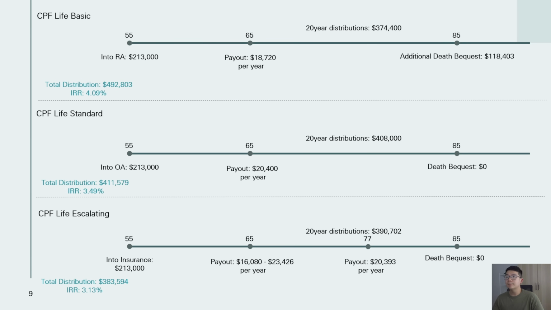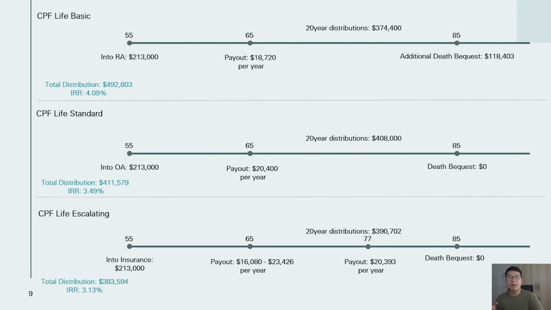For the CPF standard plan, at age 65, you get $20,000 a year. For the 20-year distribution, it is $408,000. The bequest, of course, at 85 is $0. So the total distribution here is $411,000, with an IRR of about 3.49%.